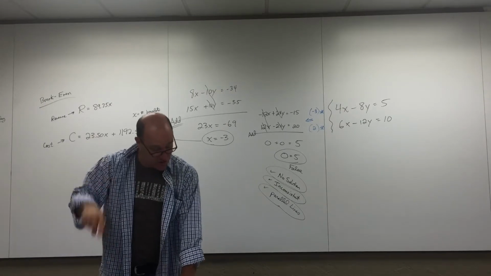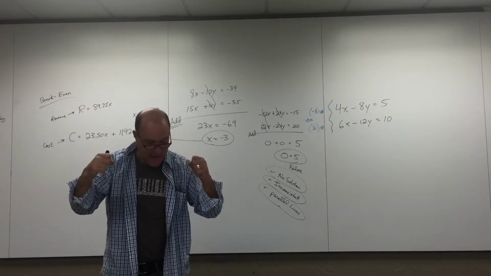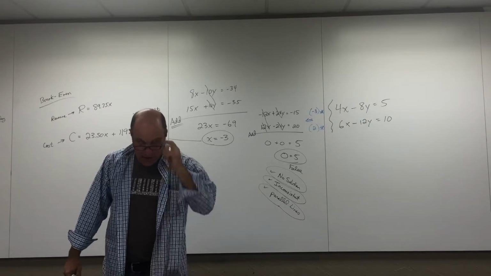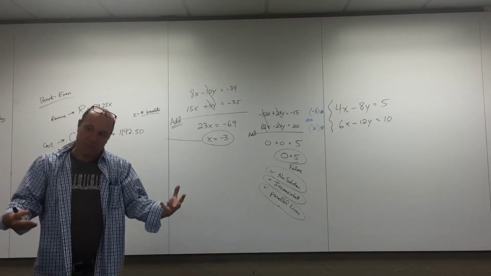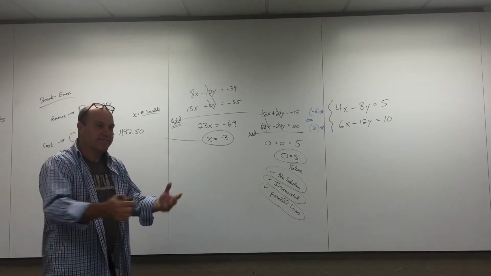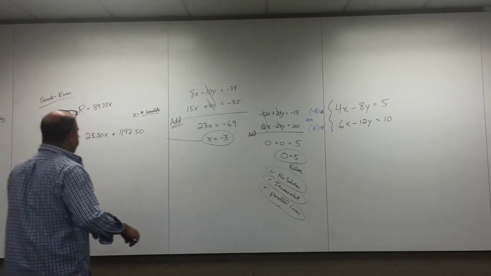Anyway, it says to use graphical methods to find the number of units that gives her the break even for this product. Okay, I don't want to use graphical methods. I want to do algebra. I want to do work. I don't want to graph it.